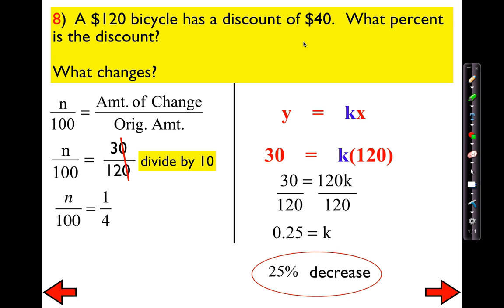And again, please be very careful if they wrote it differently, such as this: a $120 bicycle has a discount of $40. What percent is the discount? Here they're providing you the amount of change already. They're not saying they're only charging you $40. They're telling you it was discounted $40. So that is the amount of change.